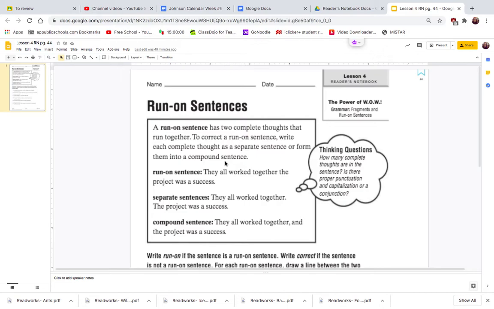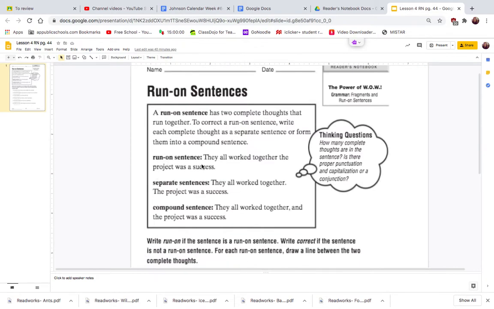Usually a run-on sentence does not stop. You can tell there's something wrong with it, but it keeps going on and on. So we are going to look at the three ways that they break up this word. Okay, so a run-on sentence.